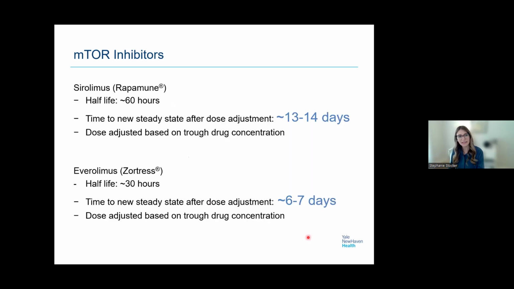The big take-home message for these is they have a really long half-life. So when we make dose changes, or if we start something that interacts with them, with sirolimus, it's going to take almost 2 weeks for us to see our new steady state level. With everolimus, it's a little bit shorter, more like 1 week. But these medications can be a little bit challenging to manage just from the aspect of once we make a change, it takes a long time to see that new steady state concentration.